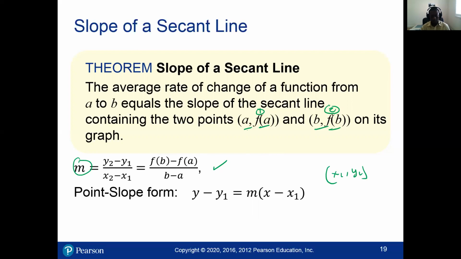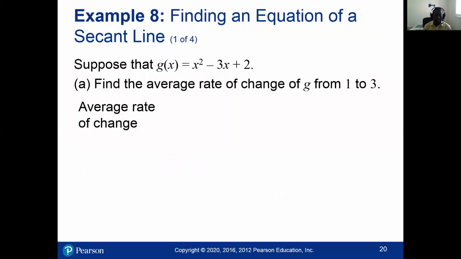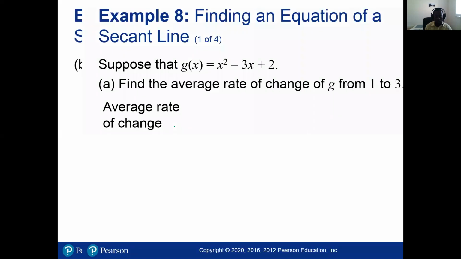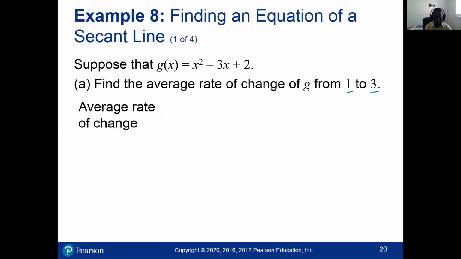Okay, so let's give an example. We are given the function g of x is equal to x squared minus 3x plus 2. It says find the average rate of change from x is equal to 1 to x is equal to 3. Now, what is the average rate of change? The average rate of change is g of 3 minus g of 1 divided by, sorry, let me erase that.